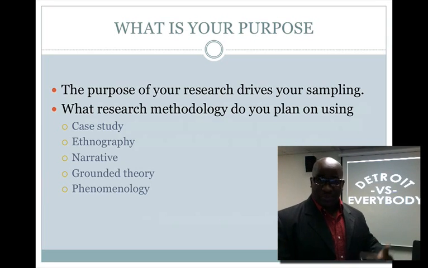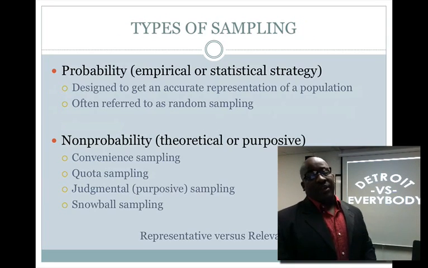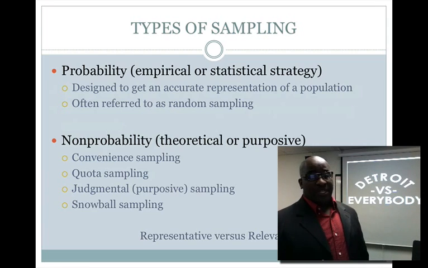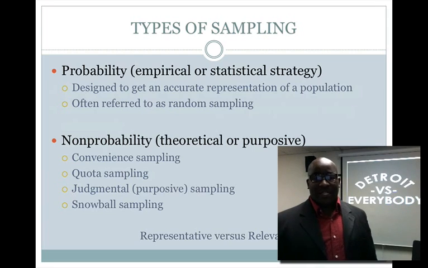So let's continue to go forward here. There are typically two types of sampling that most scholars agree upon: probability and non-probability. Probability is designed to get an accurate representation of a larger population, and it's also often referred to as random sampling. And we're going to discuss why that is later as we get into some of the examples that I'm going to provide at the end of this video.